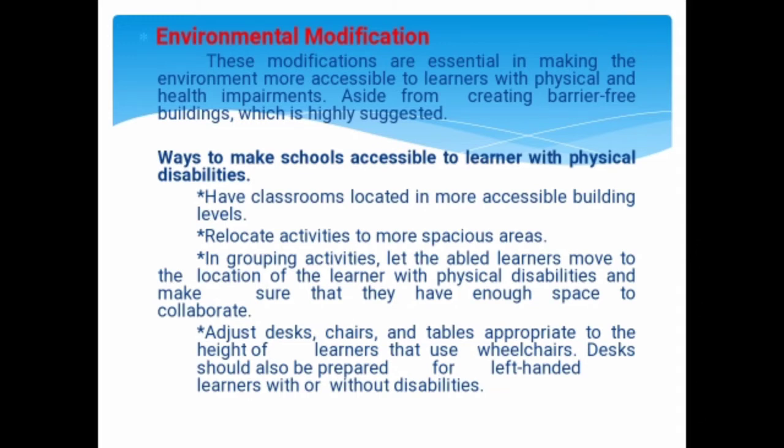Relocate activities to more spacious areas. In grouping activities, let the able learners move to the location of the learner with physical disabilities and make sure that they have enough space to collaborate. Adjust desks, chairs, and tables appropriate to the height of learners that use wheelchairs. Desks should also be prepared for left-handed learners with or without disabilities.